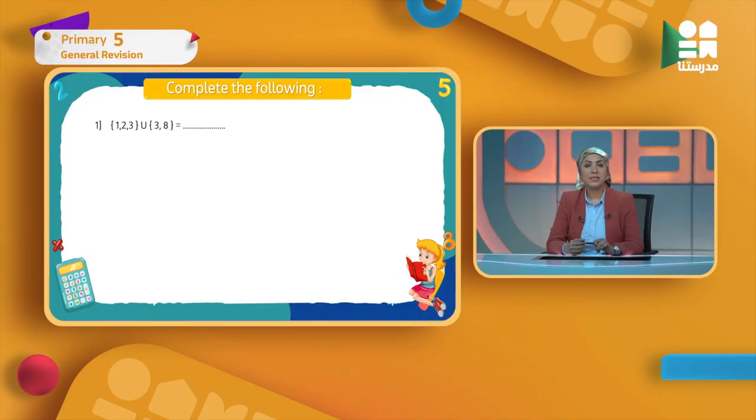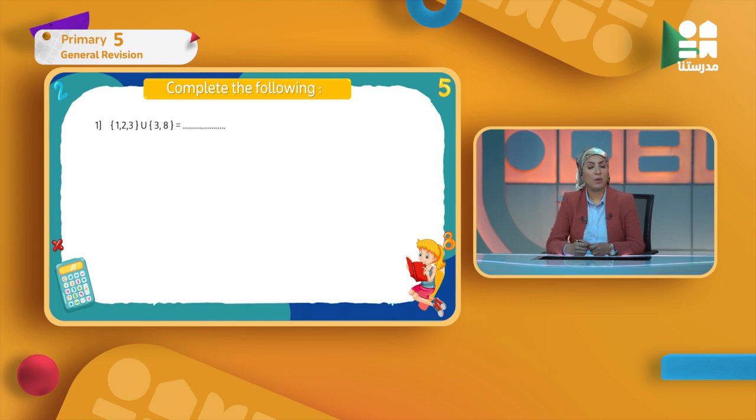Now, let's move to the second question. Complete the following. In this one, we don't have any choices, just your workout and the result. The set of elements 1, 2, 3 union the set of elements 3 and 8. The union sign means all the elements in the two sets, but I don't repeat the common elements.